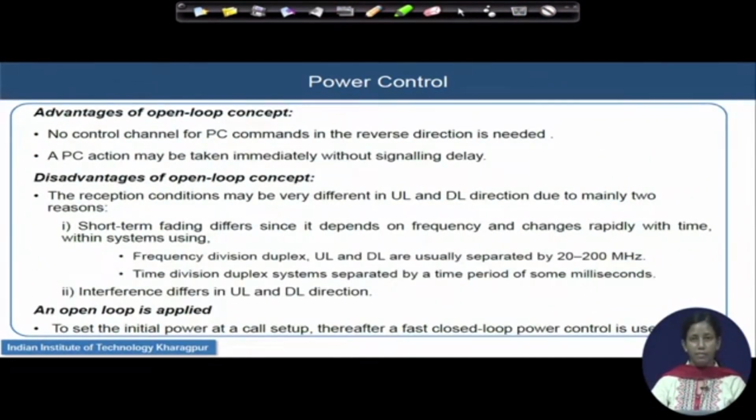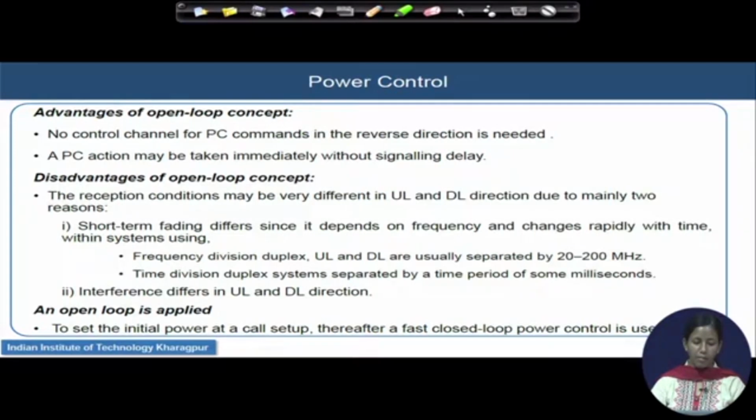Here are a few advantages and disadvantages. Remember, in the open loop, the advantage is there is no control of the base station on the decision of the mobile station. There is no involvement, and the only signal processing is in the mobile station. So, the decision can be very fast and can be implemented immediately. But the disadvantages? Several disadvantages are there.